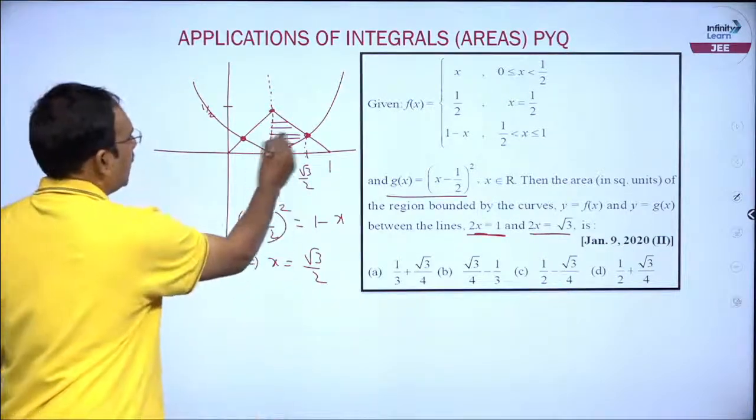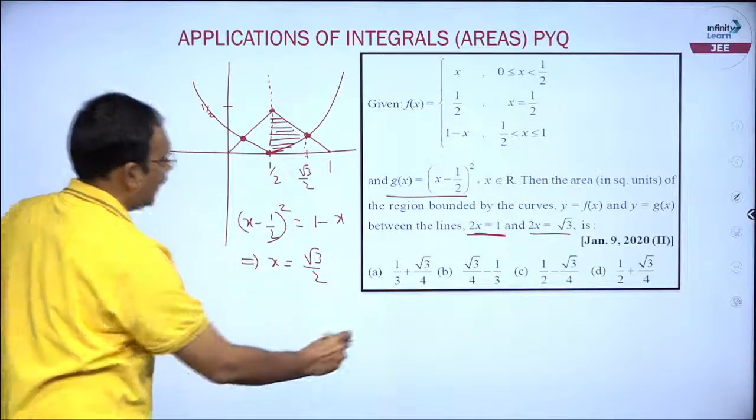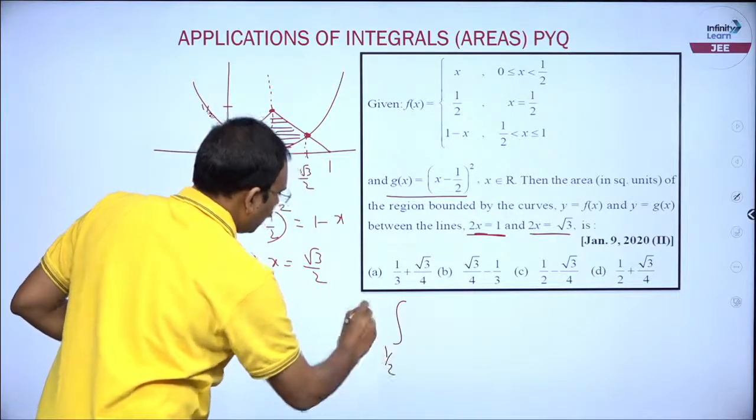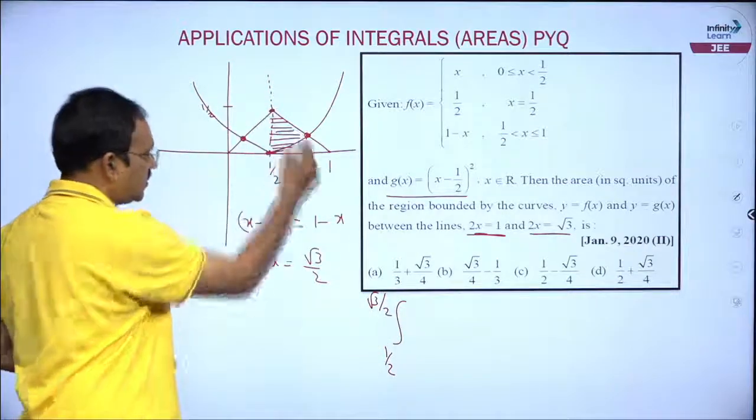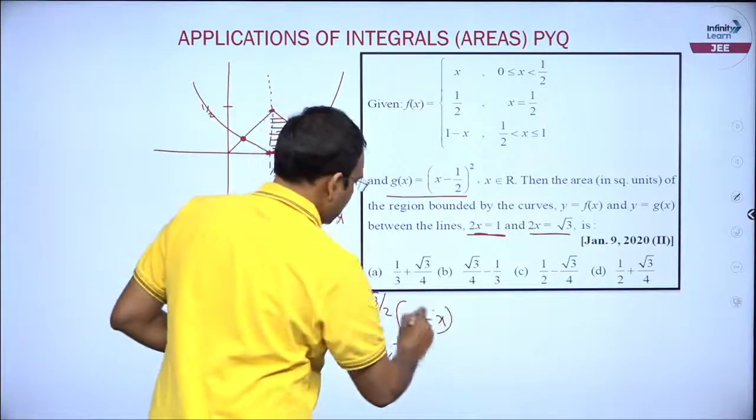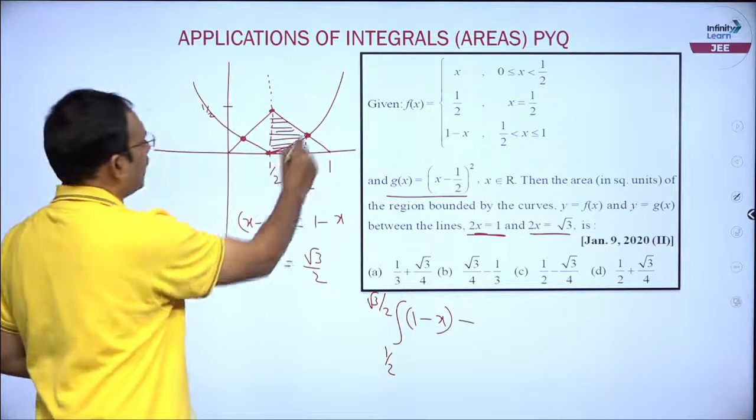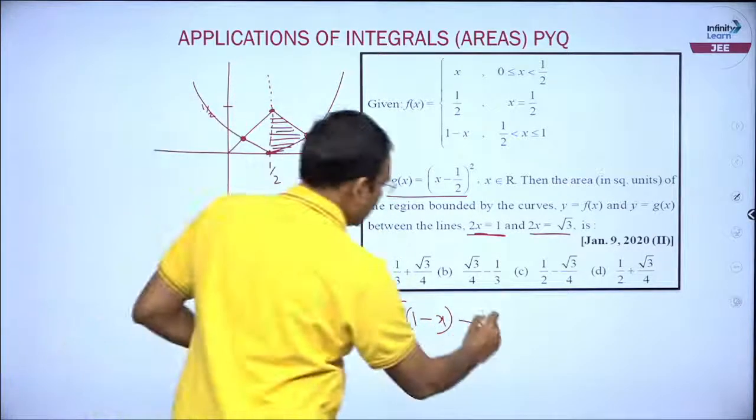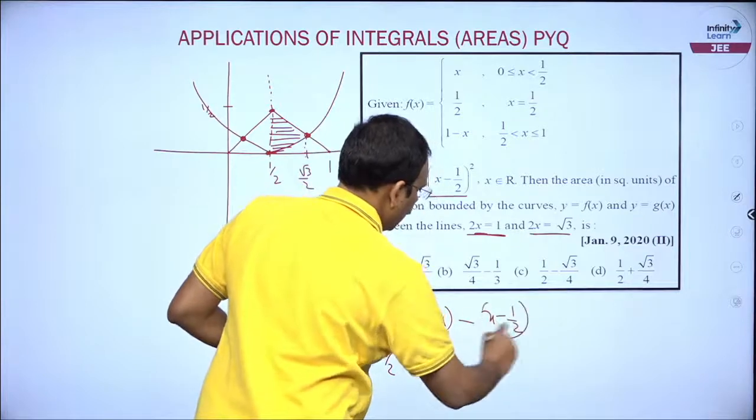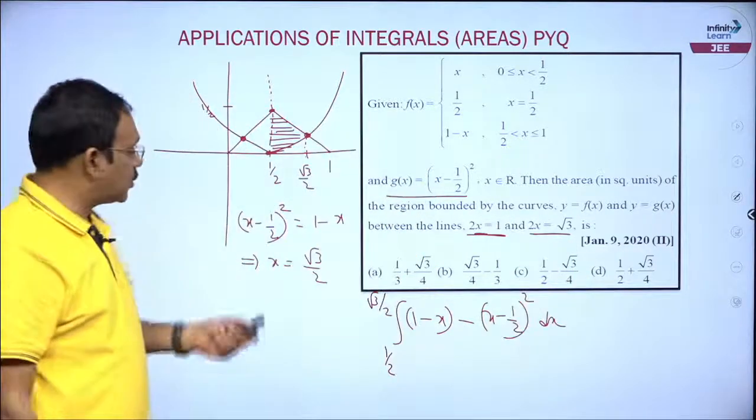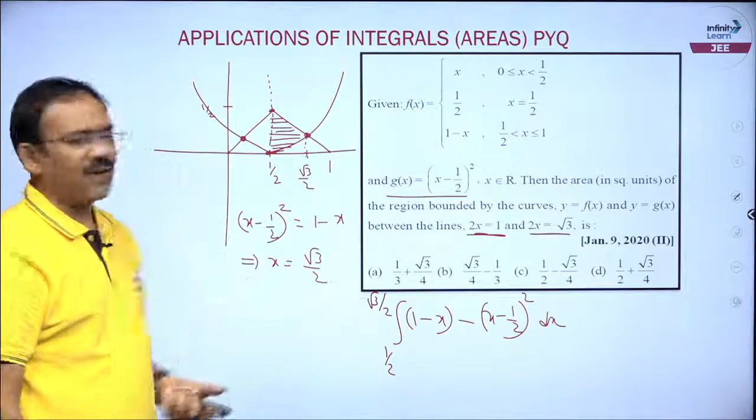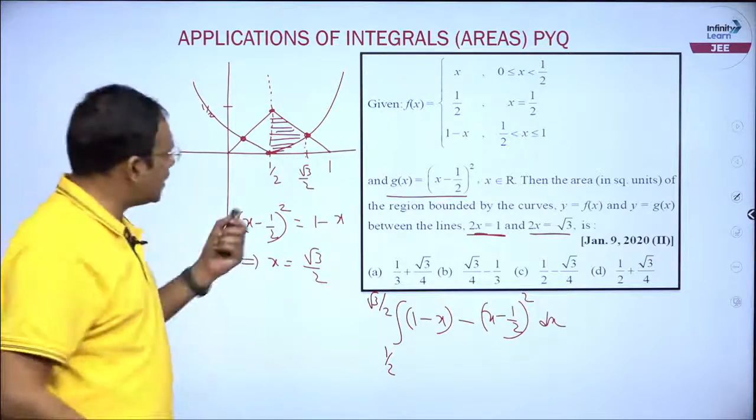So this area you can identify like integral 1 by 2 to root 3 by 2. Okay. Upper curve is this line which is 1 minus x, minus lower curve is this curve which is nothing but x minus 1 by 2 whole square dx, my dear friends. Okay. So you just integrate, you will get the answer. That is it. It is a very simple problem.